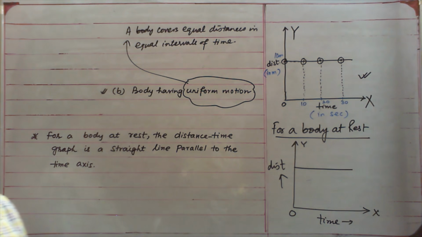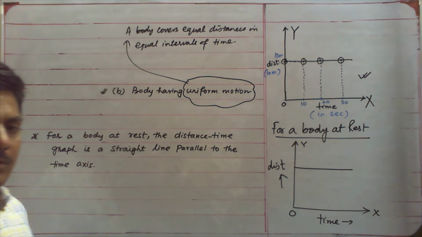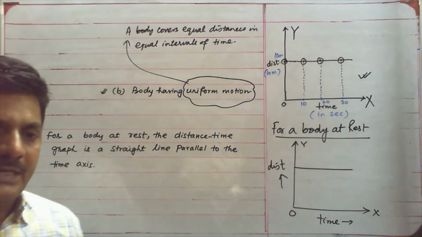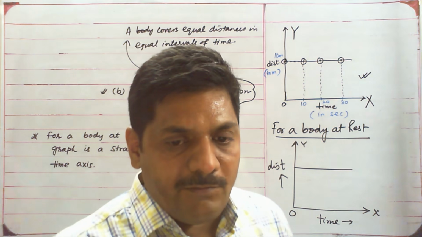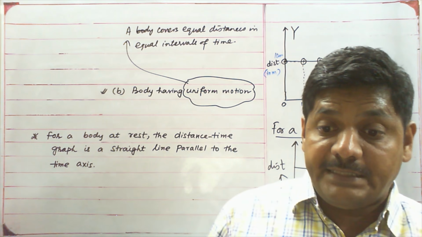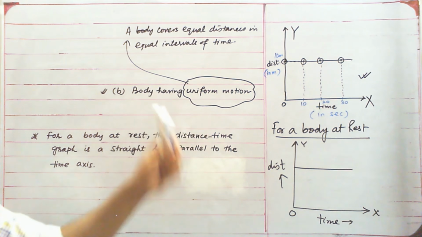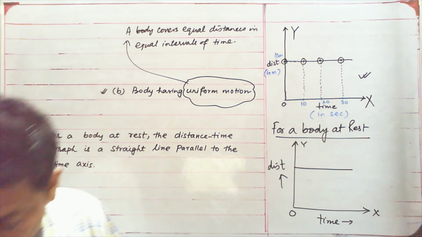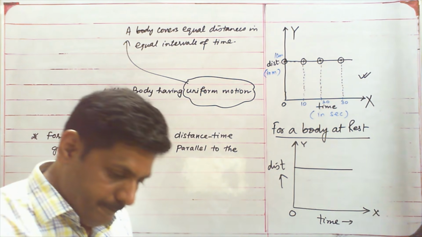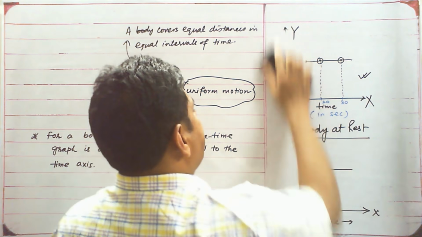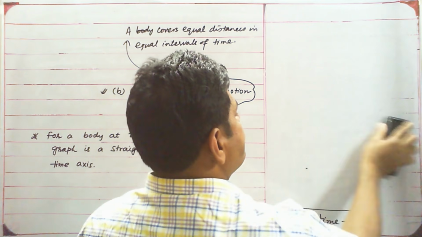So if a body is covering equal distances in equal intervals of time, the body is said to have a uniform motion. So let us take an imaginary data for this. Before we draw the graph, we must be clear with the definitions and with our examples. So let us take an example to understand uniform motion and the distance time graph for the same.